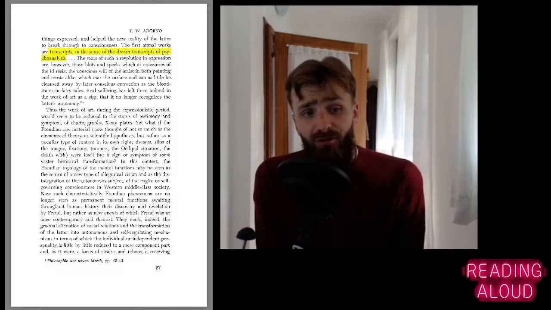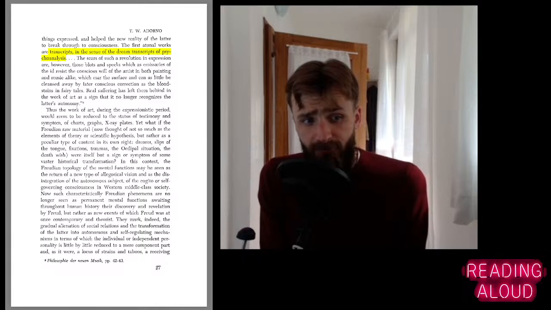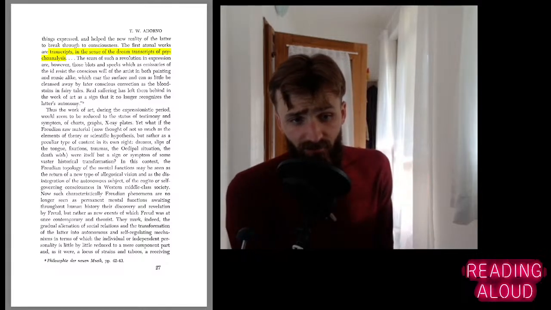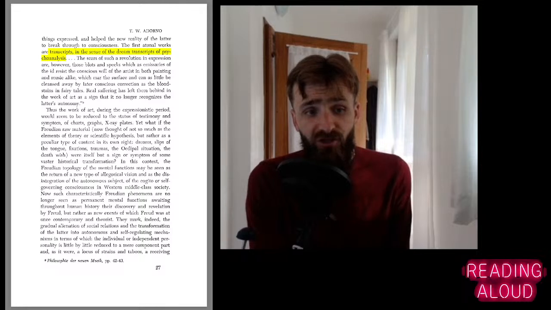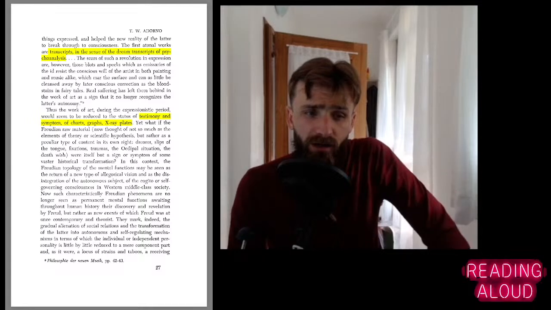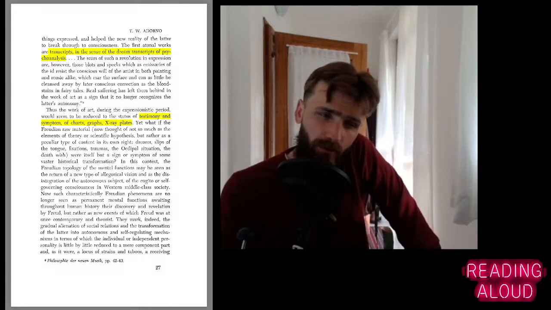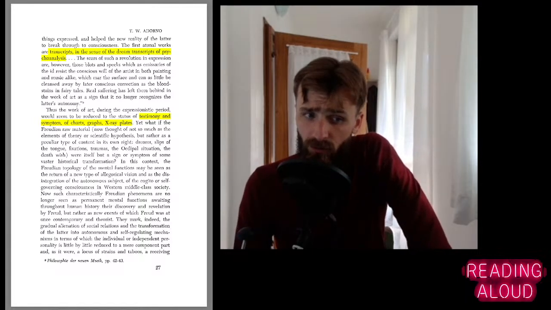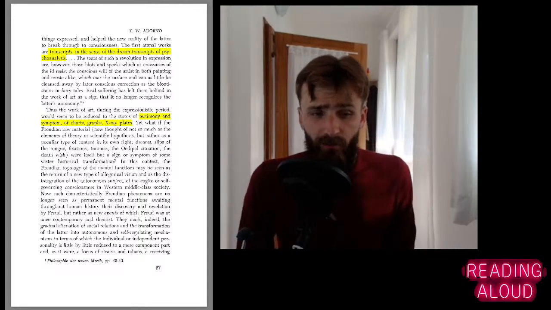Going on, thus the work of art during the expressionistic period would seem to be reduced to the status of testimony and symptom, of charts, graphs, X-ray plates. Yet what if the Freudian raw material, now thought of not so much as the elements of theory or scientific hypothesis, but rather as a peculiar type of content in its own right, dreams, slips of the tongue, fixations, traumas, the Oedipal situation, the death wish, were itself but a sign or symptom of some vaster historical transformation?